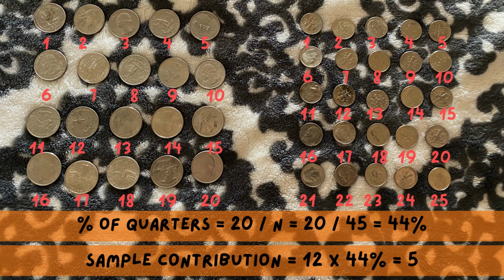Now we calculate the percentage of quarters in our population, which is basically 20 divided by n, equals 20 divided by 45. So 45 is the total number of all the samples counted. We do the math and it comes out to 44%, which leaves our sample contribution equal to 12 times 44%, which gives us roughly 5.